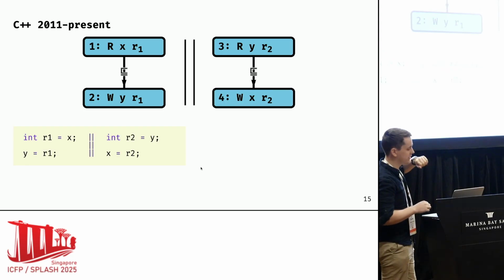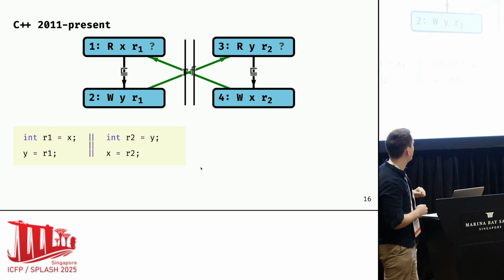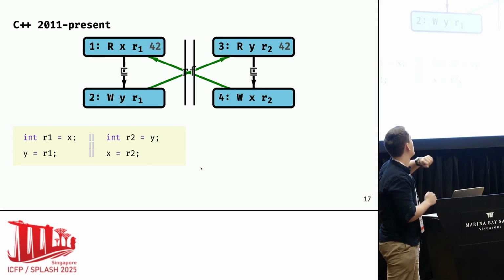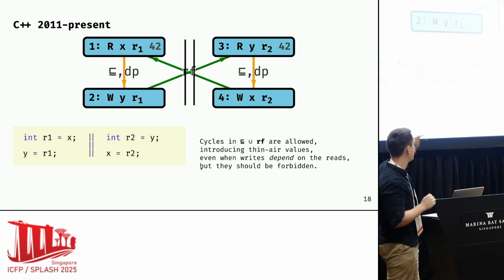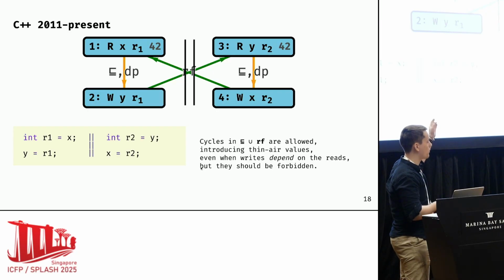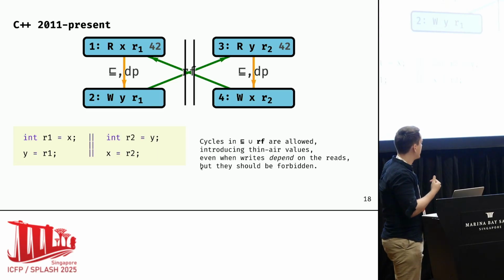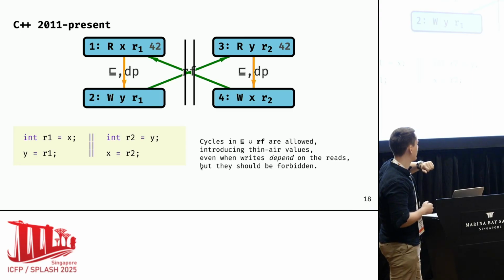So the C++ standard has a weak memory model. So what happens if we have an execution like this? Well, we can pluck any value out of thin air. And the reason this is allowed is because cycles in the union of program order and RF are allowed. And that's what introduces these values. And the reason this is a problem is because this 42, there isn't really a way to reason about the behaviors that are introduced from this, because there isn't a good reason for 42 being there.